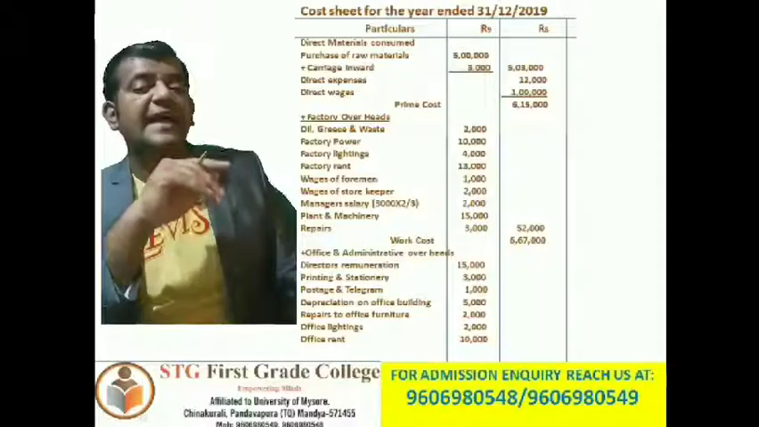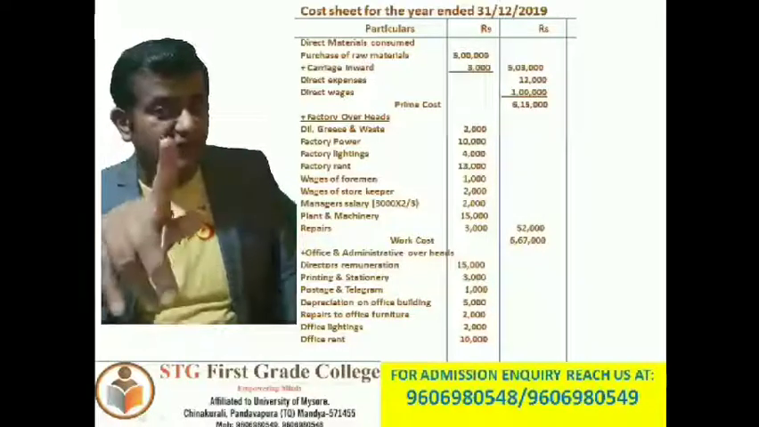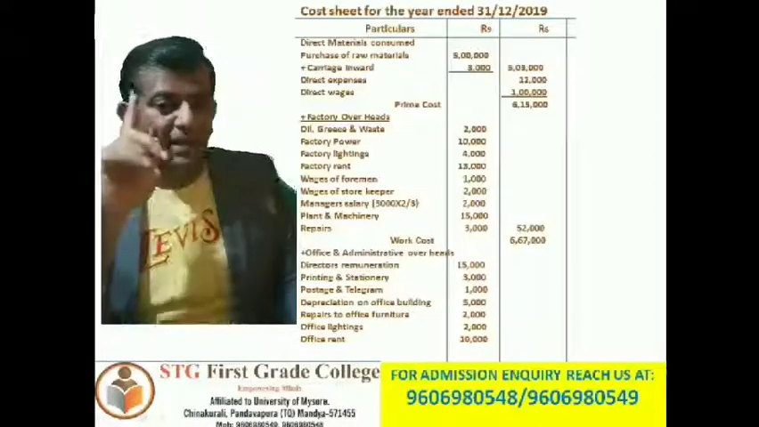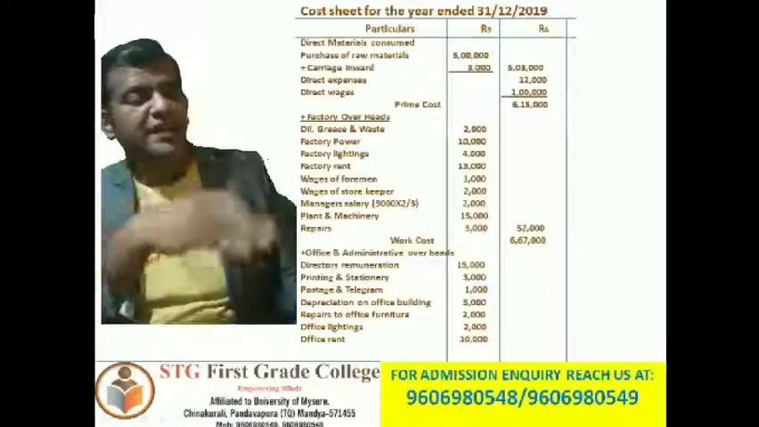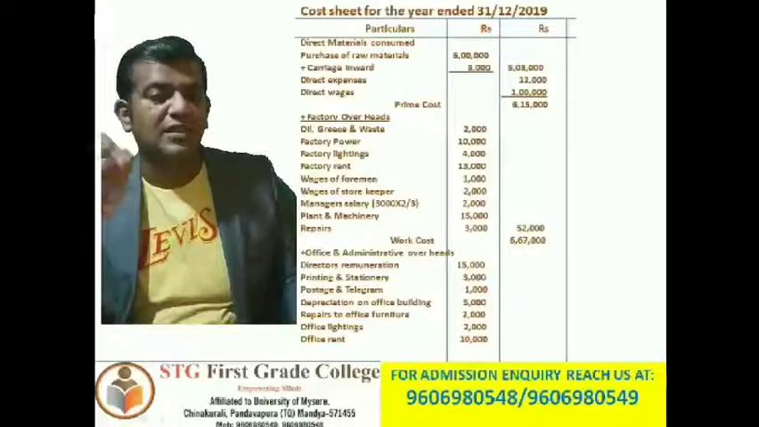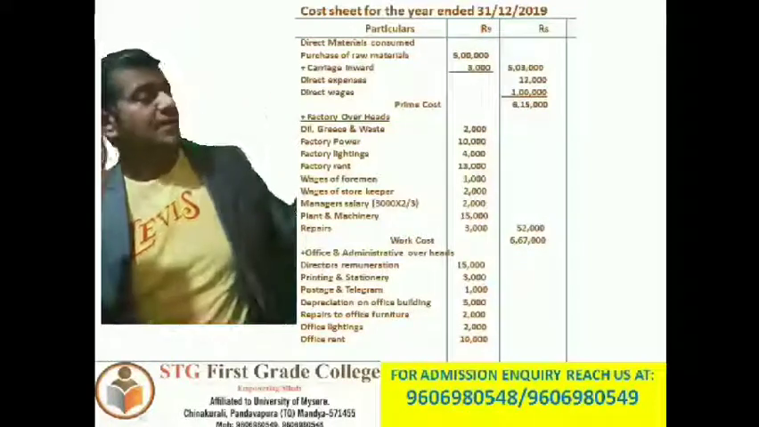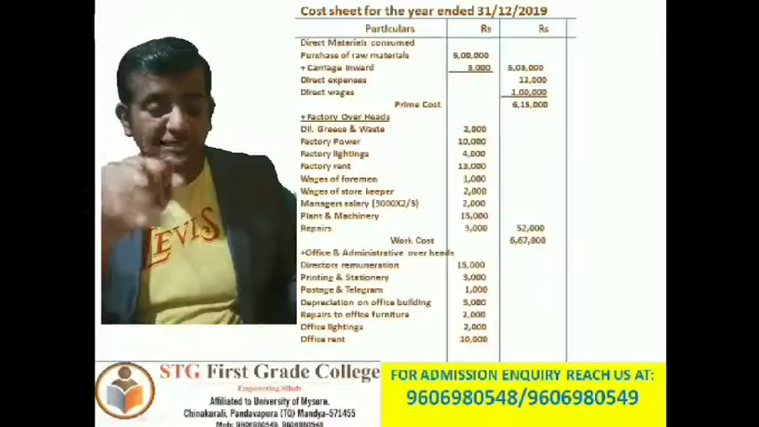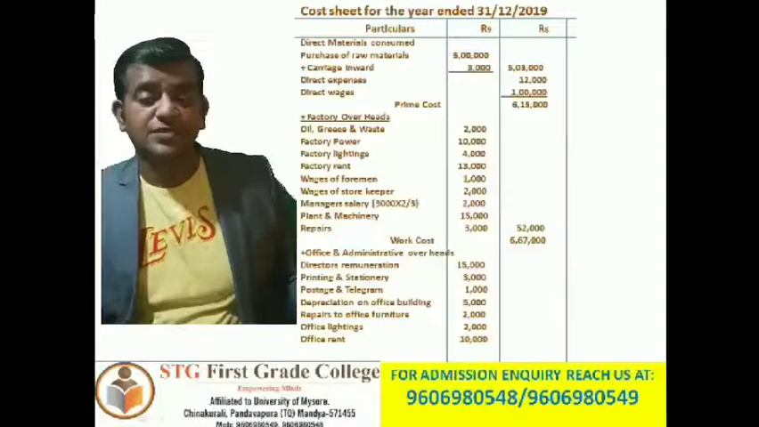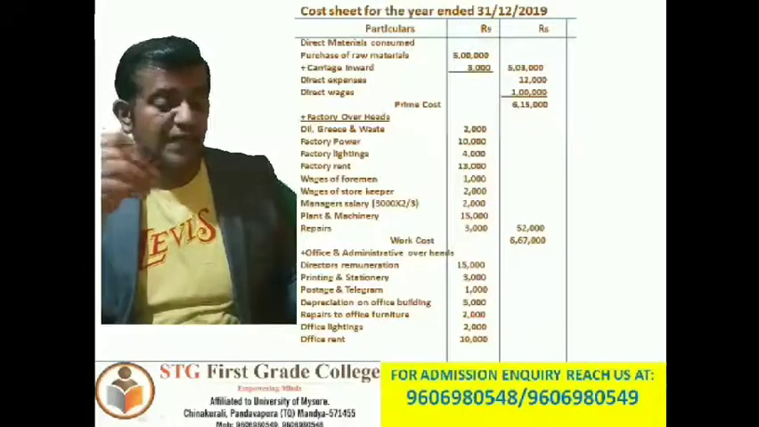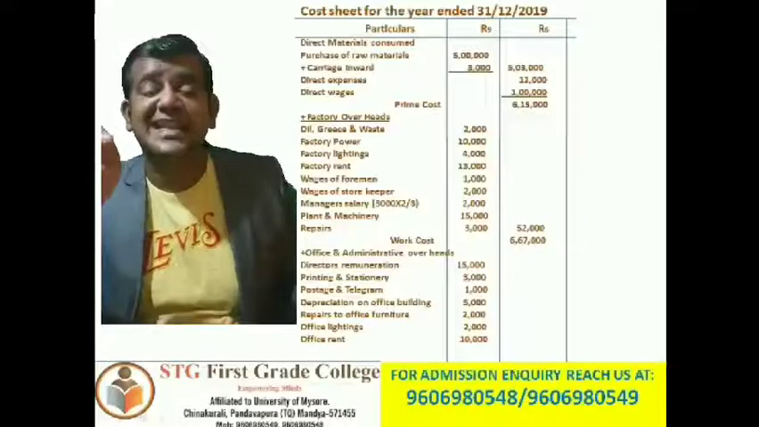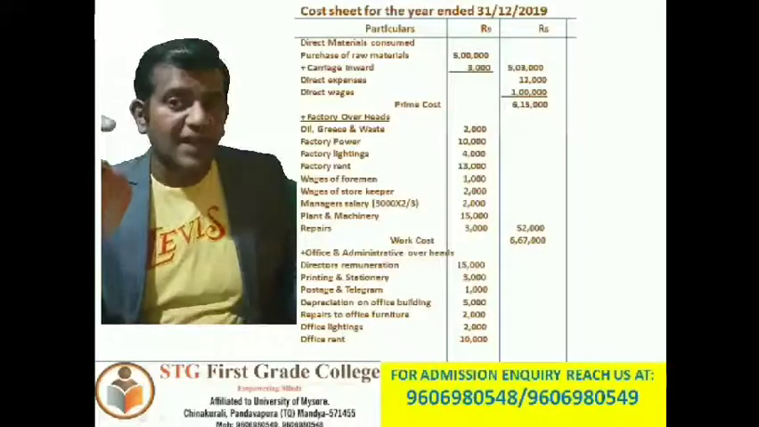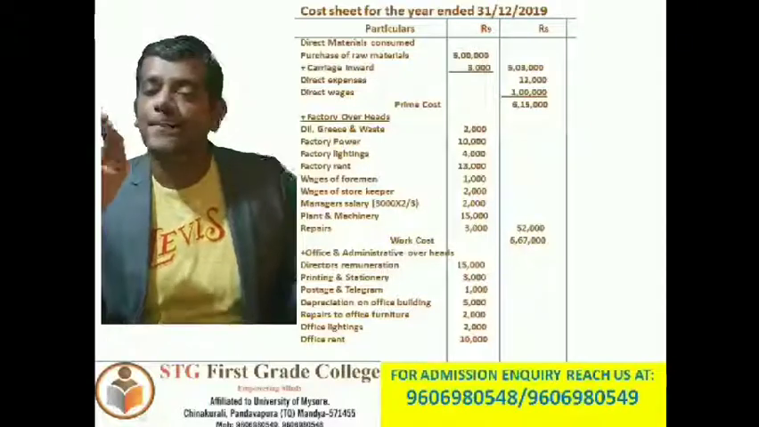Next add direct expenses. Remember the formula: direct material plus direct labor plus direct expenditure. Direct expenses, how much he has given? 12,000. Take it to the outer column directly. Then we have direct wages, that is nothing but labor. Direct wages 1 lakh rupees. Put it to the outer column and total it, you get 6,15,000. That 6,15,000 is the prime cost.